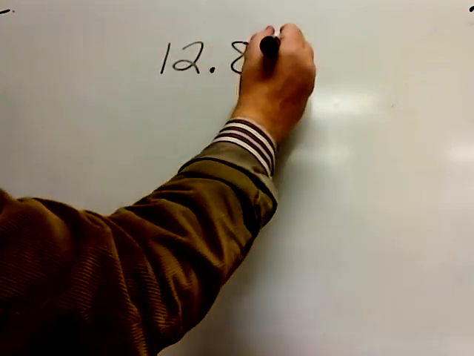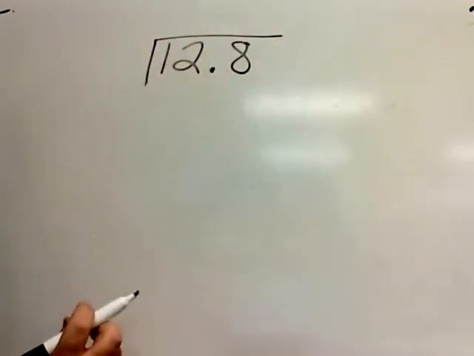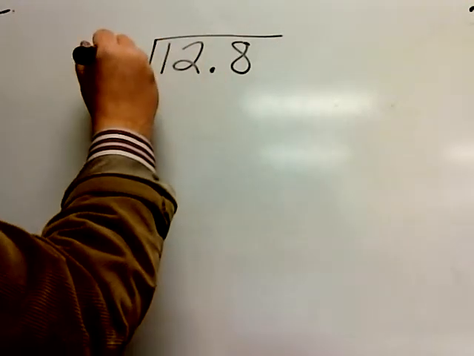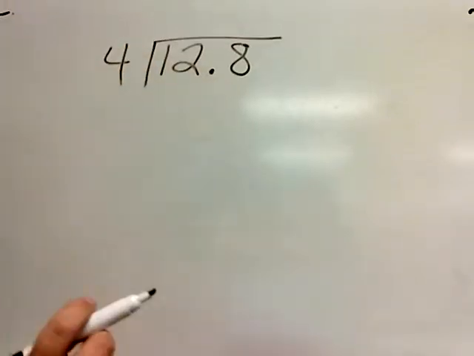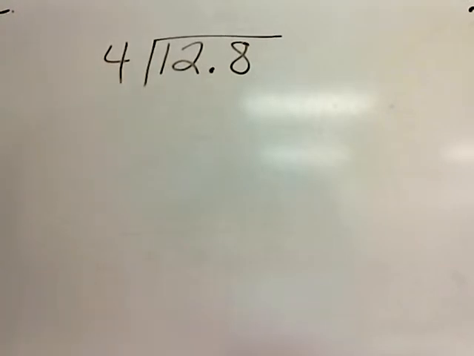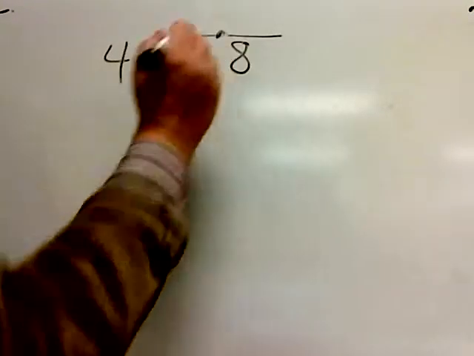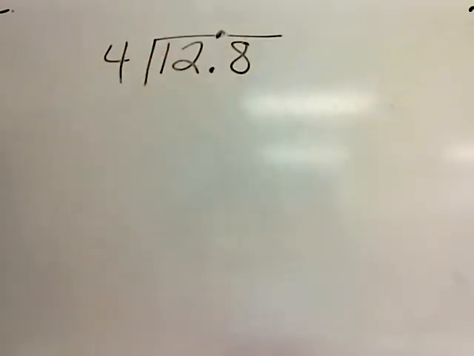Let's try another one. 12.8, or 12 and 8/10 will be divided by 4. Go ahead and please write this down in your paper, and go ahead and place the decimal. Just bring it straight up. Now that you've done this, go ahead and pause the video and start this problem. Do the first round. Go ahead, divide, multiply, subtract, and bring down.